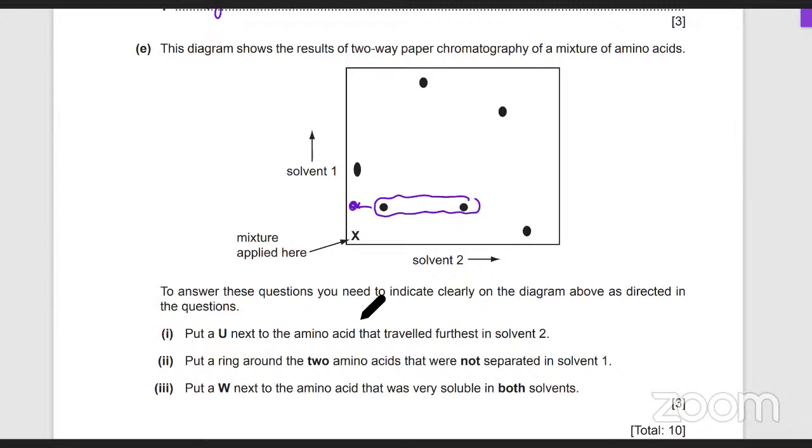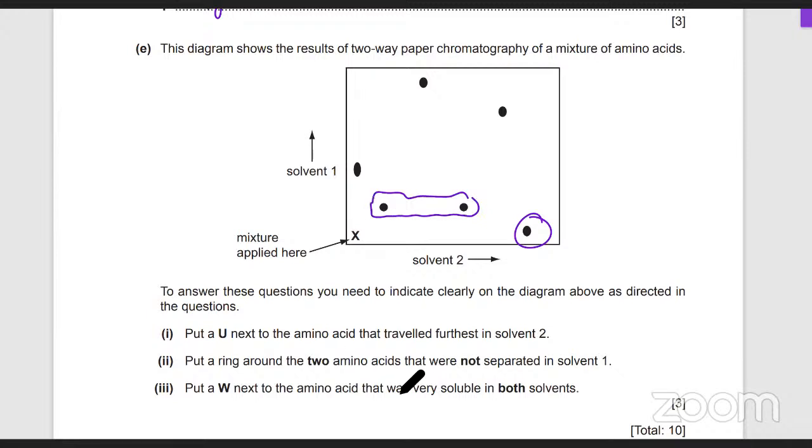वैसे prepare कर लो. अच्छा, put a U next to the amino acid that traveled furthest in solvent number 2. Furthest in solvent number 2 इस direction में, तो ये है ना, it's this one, right? That is the one that traveled the furthest in solvent number 2. Put a ring around the two amino acids that were not separated in solvent number 1. वो ये दो हैं, these two were separated using solvent number 2. ना होता तो ये दोनों तो यहाँ पे होते, ठीक है?